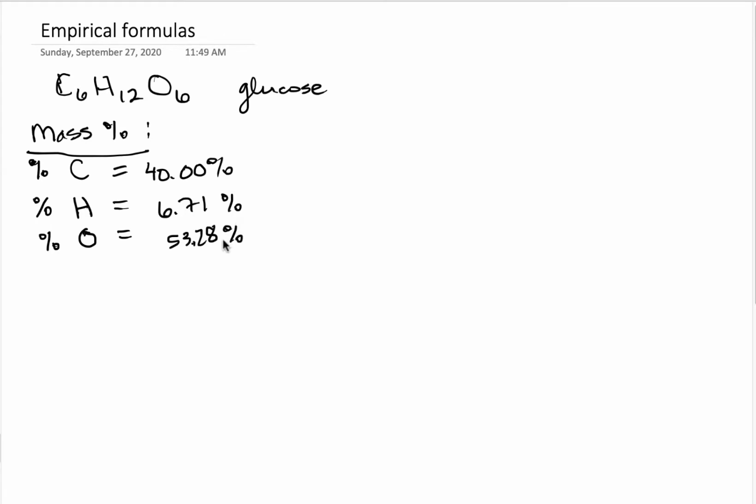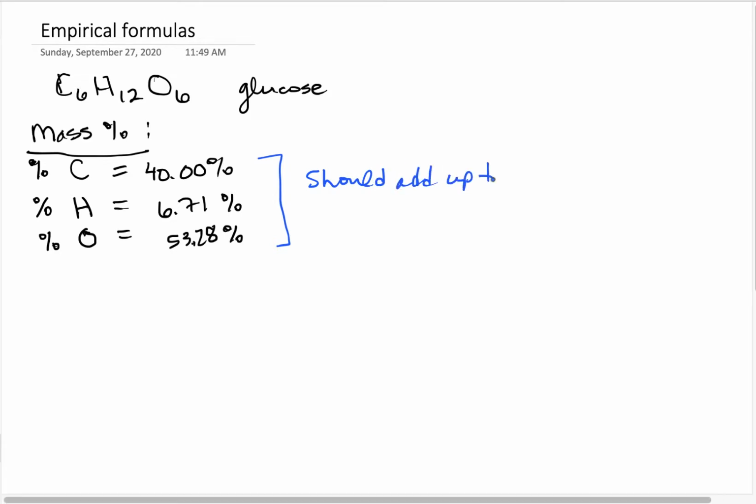Now notice that in this particular case, this doesn't add up to exactly 100%, and this is just a rounding issue. If we take it out to the next decimal place, then all of these will add up to 100%. So when you calculate mass percents, you may find that not every compound adds up to exactly 100%, but it should add up to pretty close. Within rounding, I would say within one decimal place, it should do this.